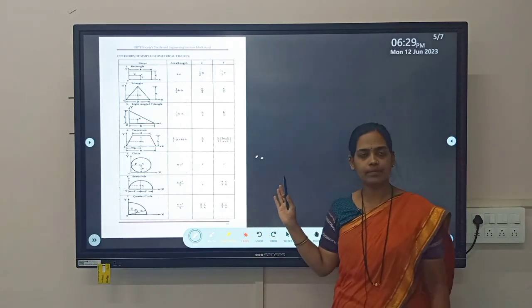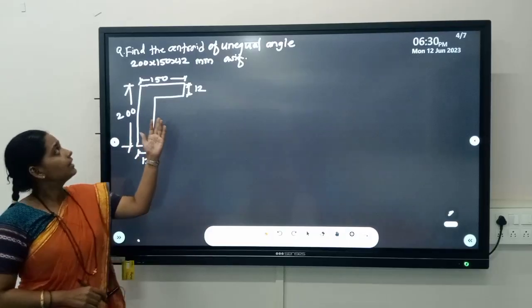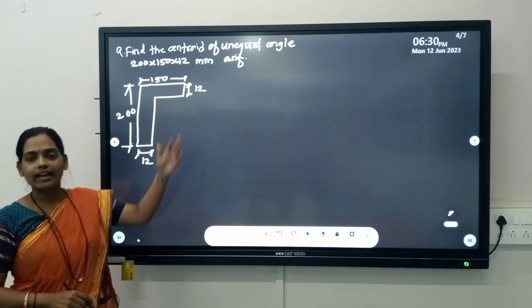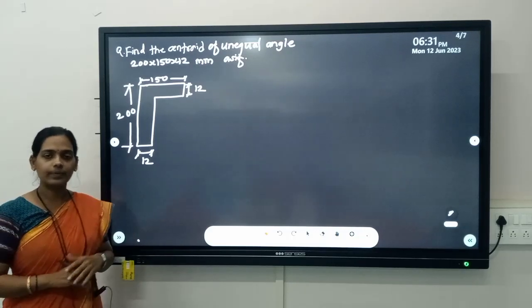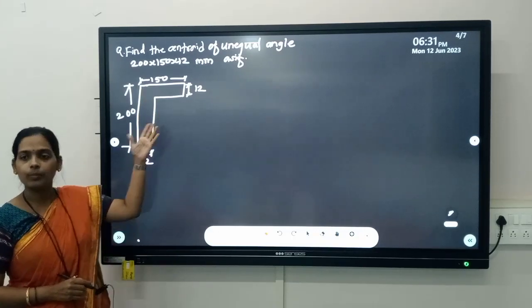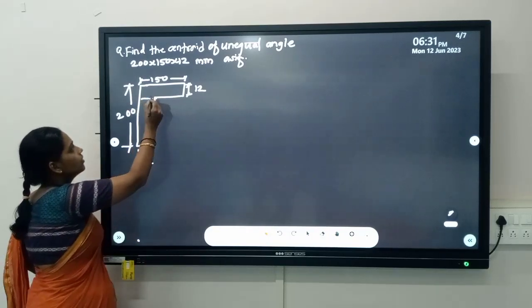Then we will see an example to calculate the centroid of any geometrical figure. The numerical is to find the centroid of the given unequal angle, that is an L section. So what are the steps to locate the centroid? The first step is to bifurcate the given figure into a number of simple geometrical figures. So this is the L section, just bifurcate it into these.